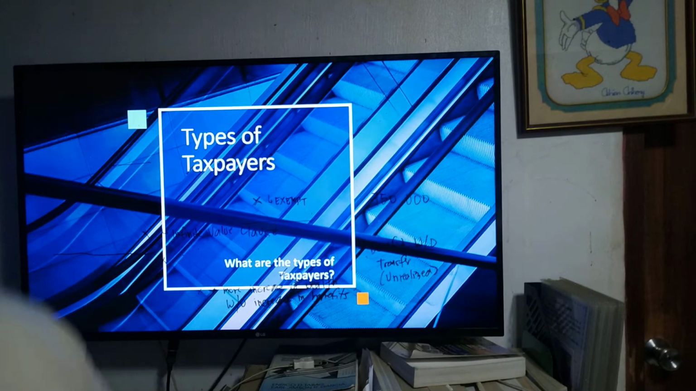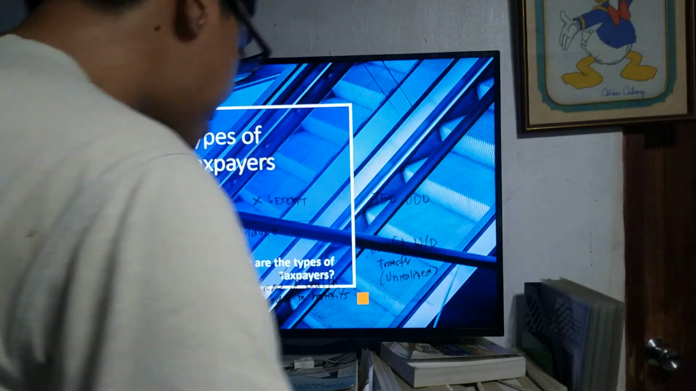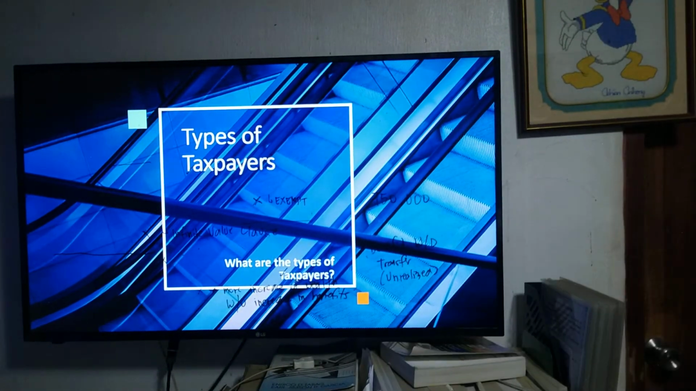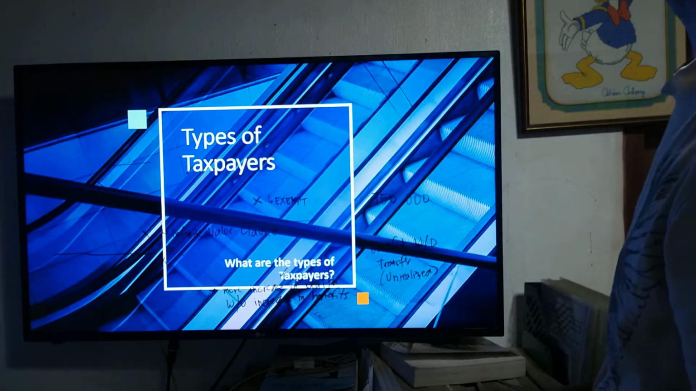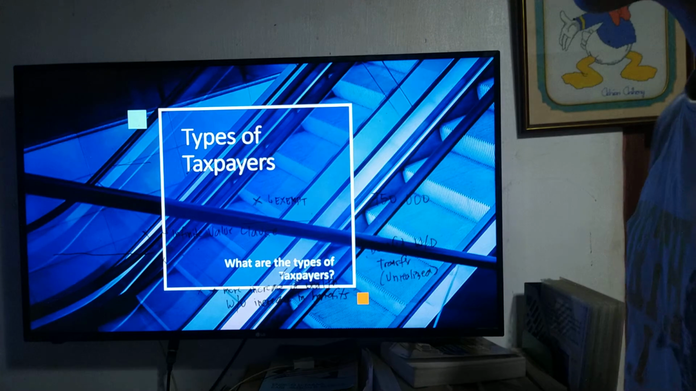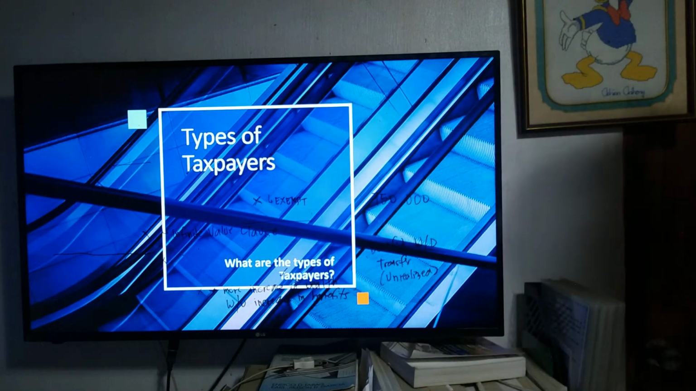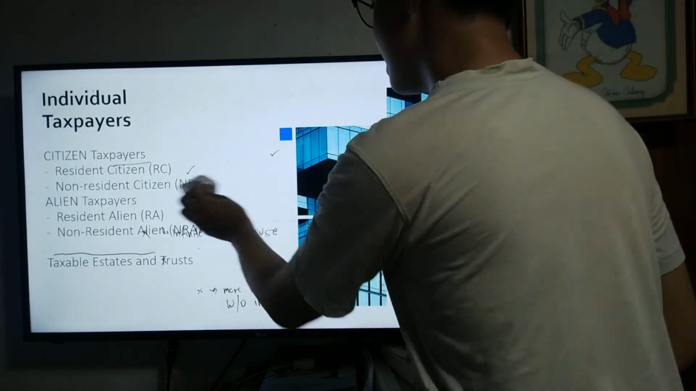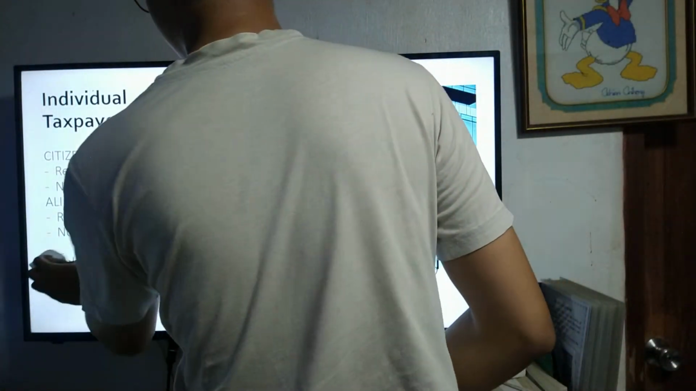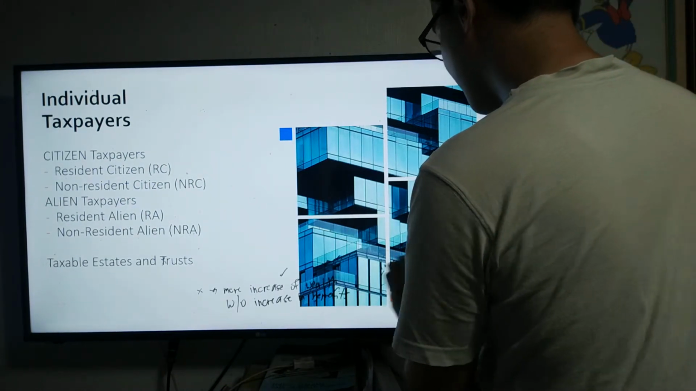Okay? So, there are actually two types of taxpayers, sorry. It may be an individual taxpayer, or it may also be a corporate taxpayer. Okay? Individual or corporate taxpayer. What constitutes an individual taxpayer? So, na-discuss na po natin tong mga to nung intro. Pero kailangan natin i-discuss pa further.